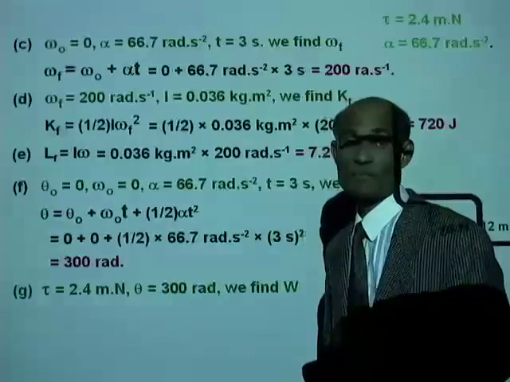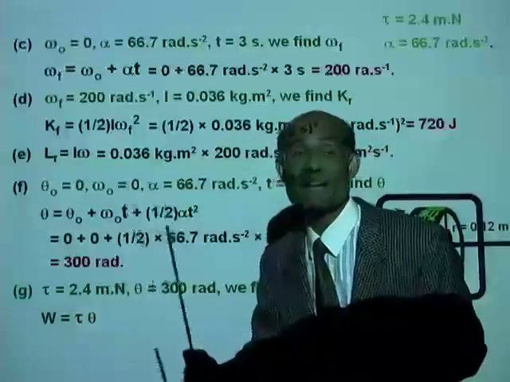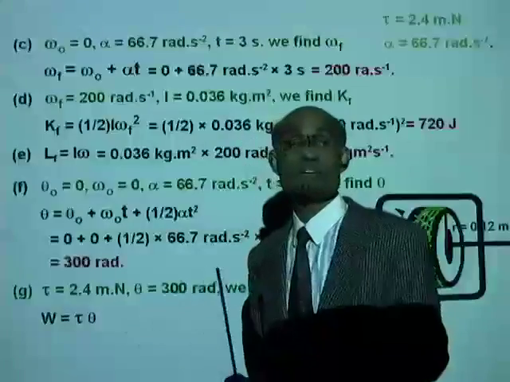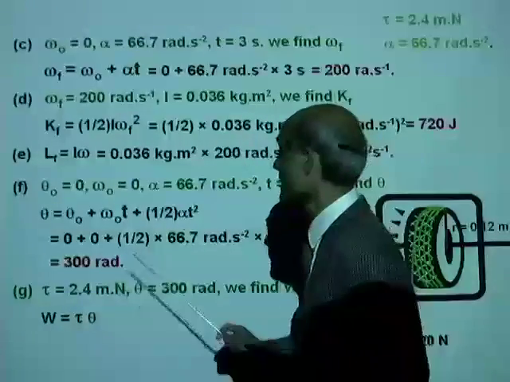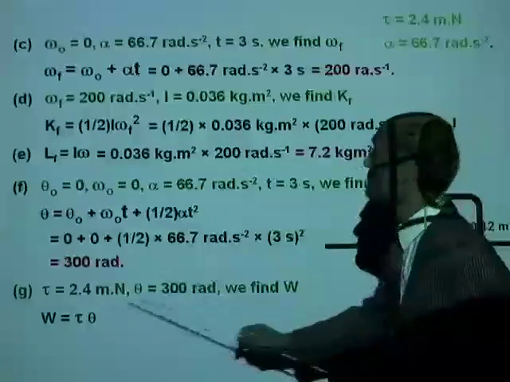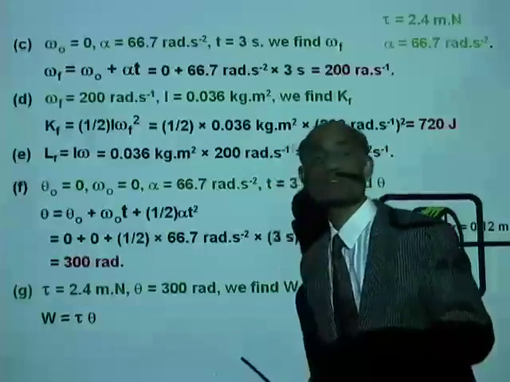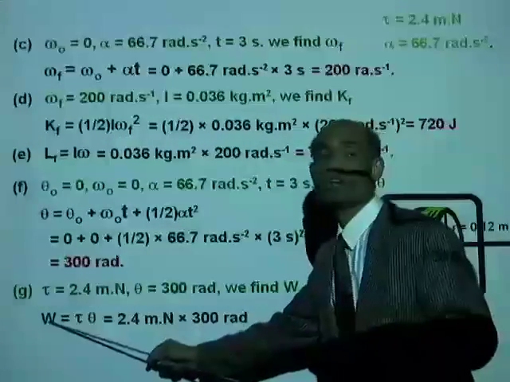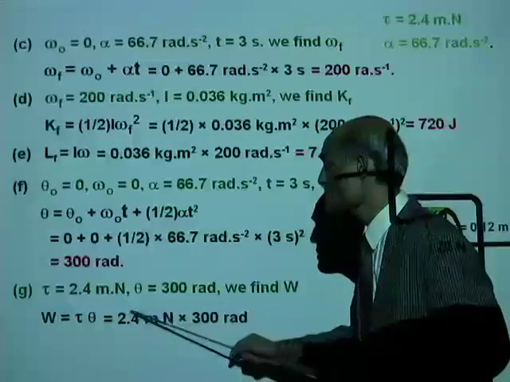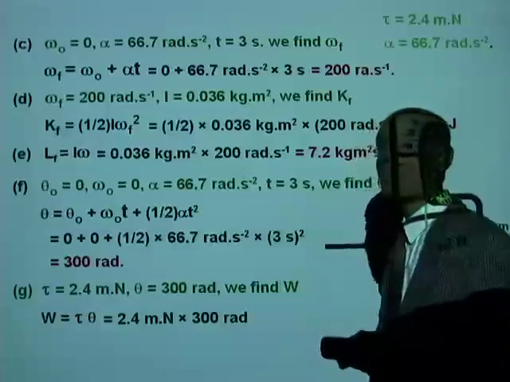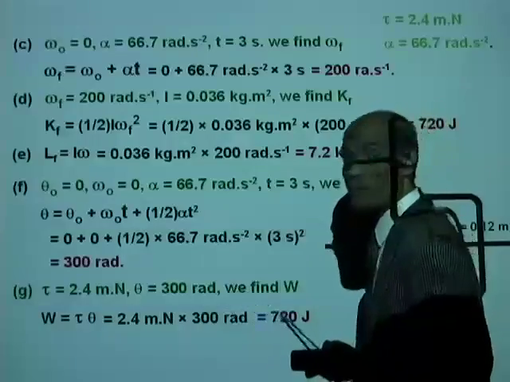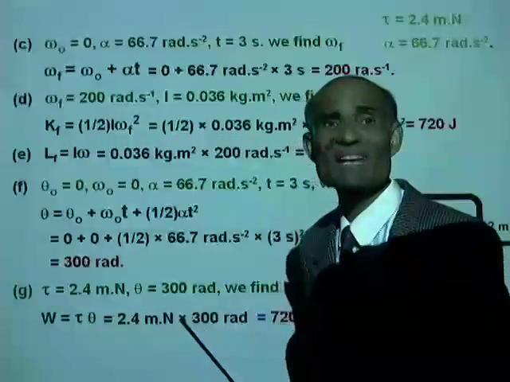In G, we need to find the work done. The work done in rotation is tau times the angular displacement, tau theta. Tau we know is 2.4 meter Newton. Theta we just calculated, 300 radians. Therefore, rotational work done is tau times theta, 2.4 meter Newton times 300 radian. That is 720 joules.